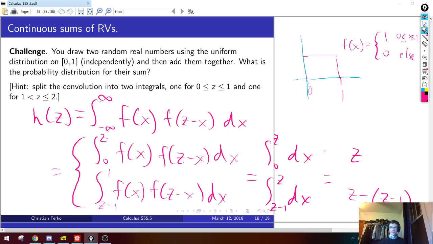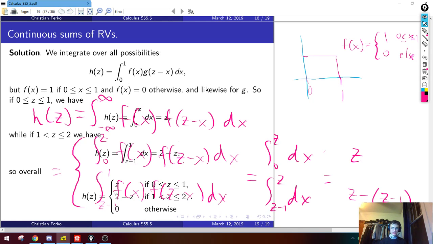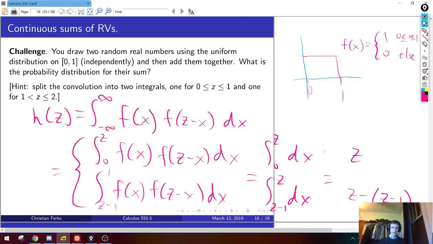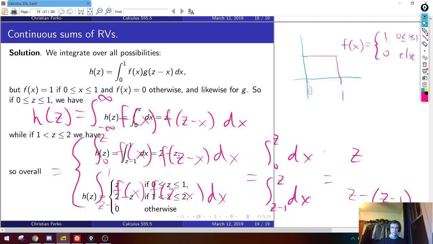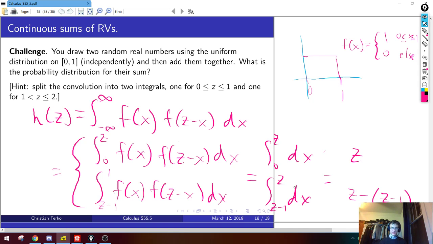Because this was supposed to be 2z minus 1, which means I did this wrong. It was supposed to be 2 minus z. From z minus 1 up to 1 should be... Oh wait, I miscopied. What am I doing? It was 1 over here and not z. There we go. It should be 1 minus the quantity z minus 1. So this is 2 minus z. Yeah, this was a transcription error.